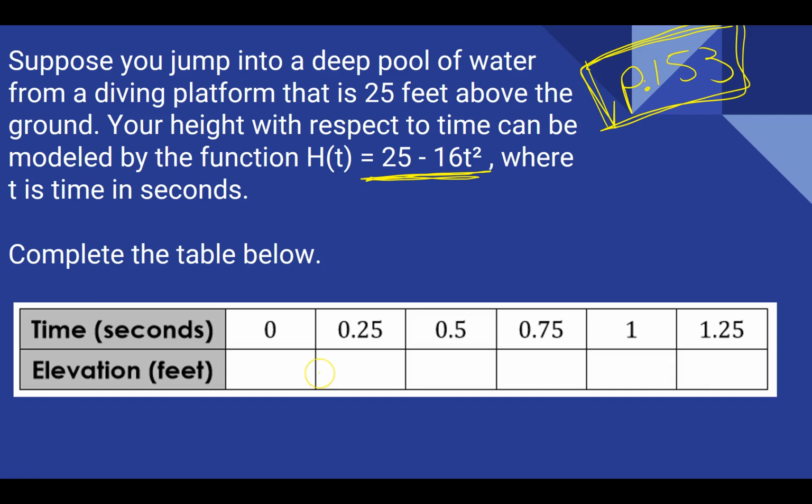So I want this to complete the table below. So when I'm plugging in values, what letter am I going to replace? I'm going to replace the t. Okay? So 25 will always be there. Minus 16 is always there. I'm replacing the t each time, but the squared is also still always going to be there. Okay? So the first time we're going to plug in right here, we're going to do a t equals 0 first. So we're going to put a 0 right there.